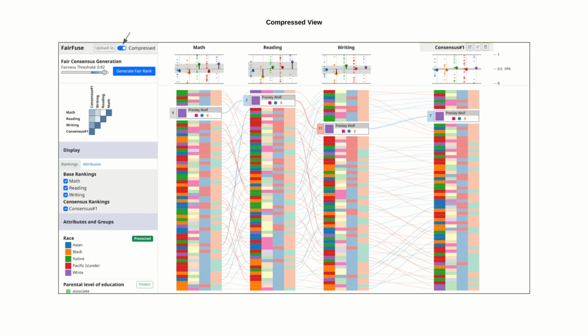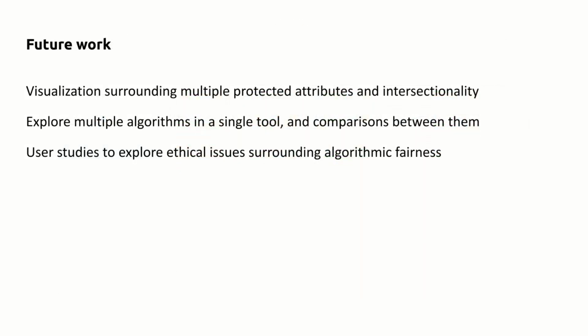While this work currently focuses on a single protected attribute, future work could extend the visualization system to support multiple protected attributes and their intersectionality. Next, the future work could explore how to support multiple algorithms in a single tool, and also comparison between them. Another possible direction is to conduct user studies to explore ethical issues surrounding algorithmic fairness.